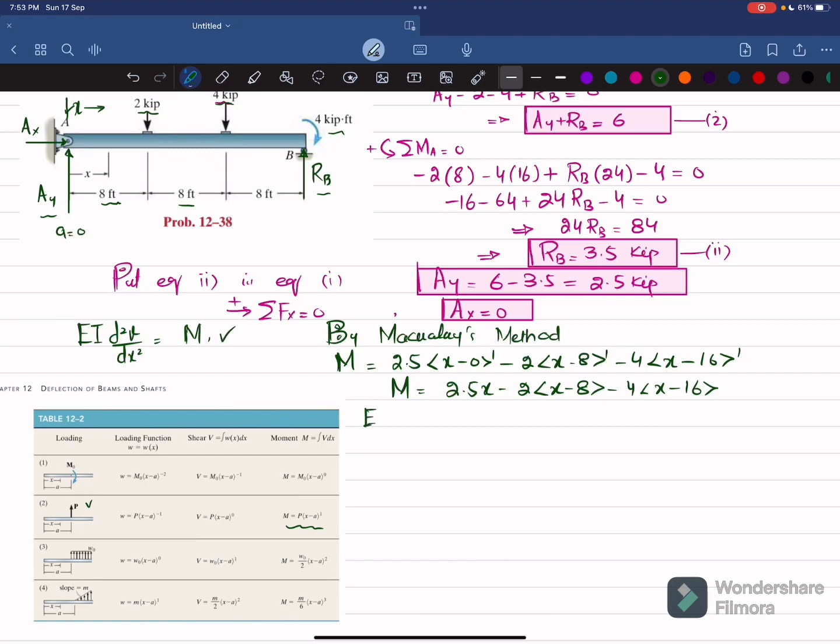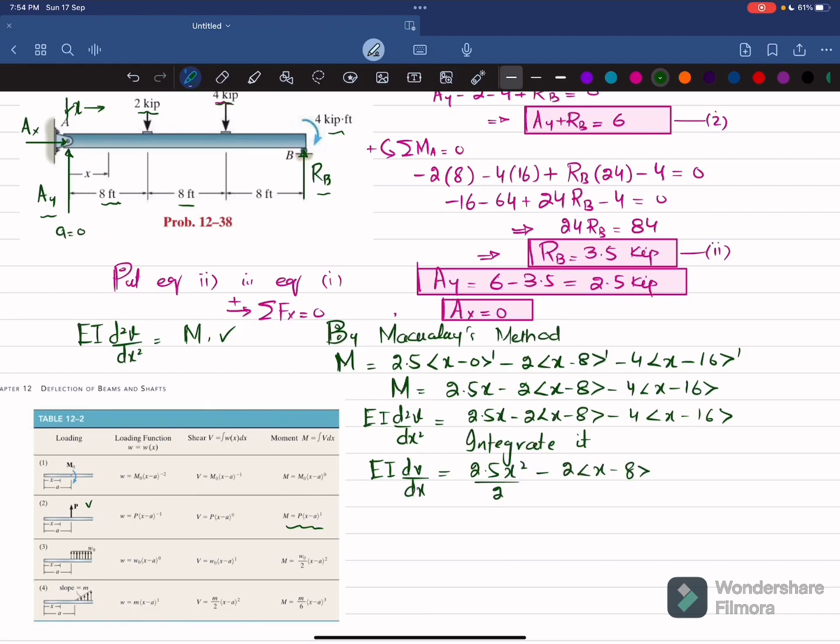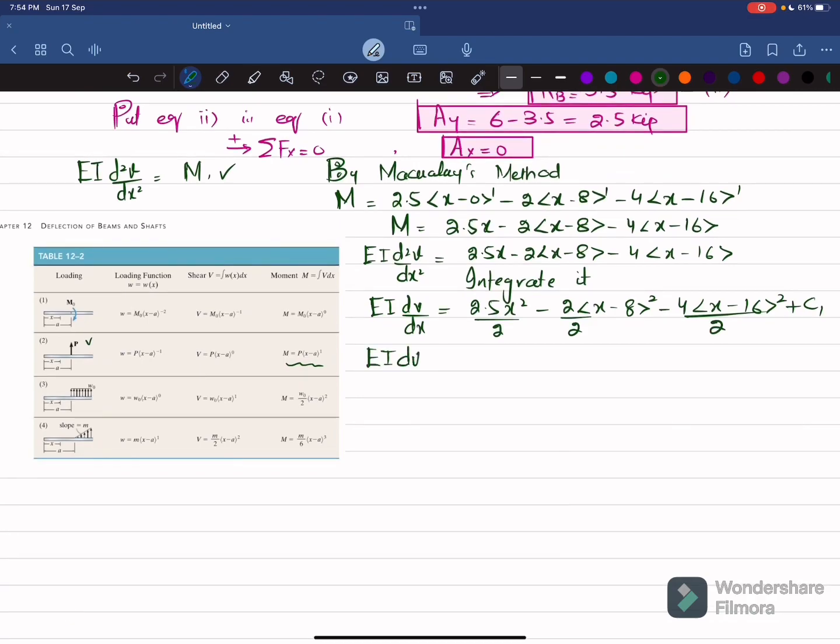So you will get EI into d square V over dx square will be equal to 2.5 X minus 2 into X minus 8 minus 4 into X minus 16. So what we will do is that we will integrate it once. So when you integrate it, you will get EI into dv over dx will be equal to 2.5 X square divided by 2 minus 2 into X minus 8 power 2 divided by 2 minus 4 into X minus 16 power 2 divided by 2 plus C1. So this equation will become EI into dv over dx equal to 1.25 X square minus X minus 8 power 2 minus 2 into X minus 16 power 2 plus C1. This is your equation number 1.